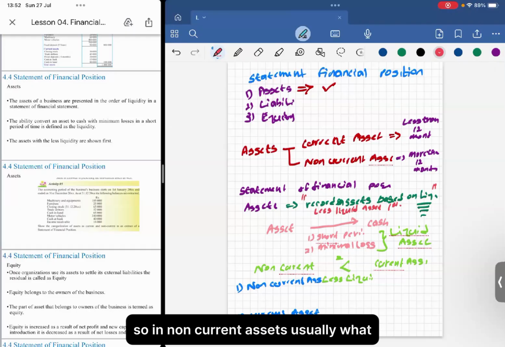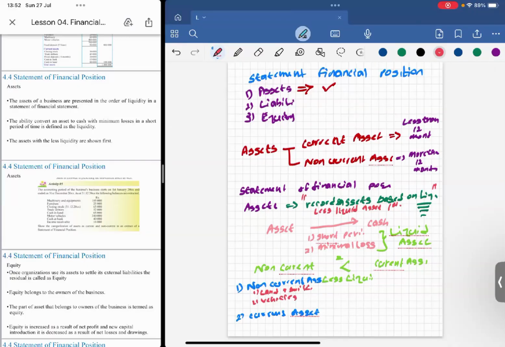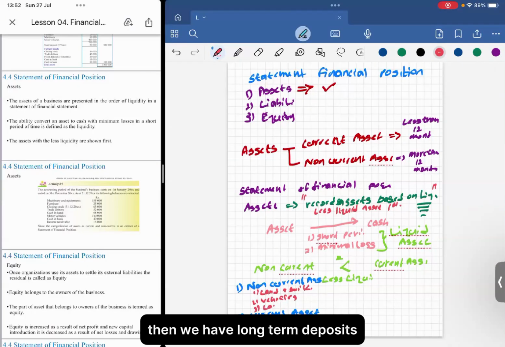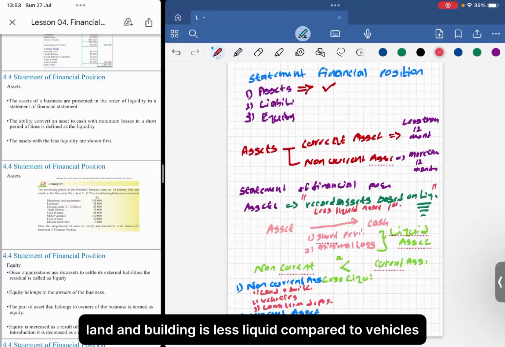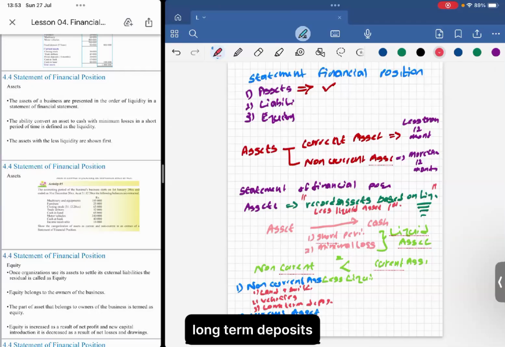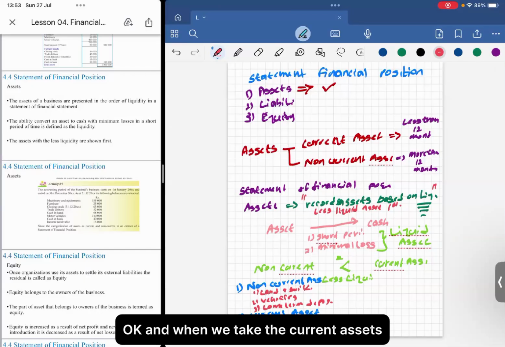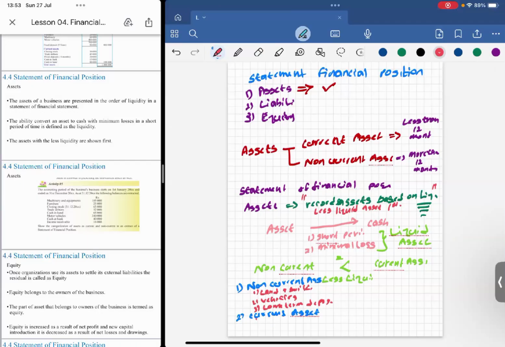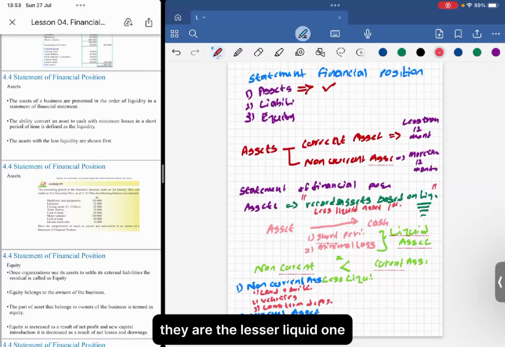So in non-current assets, usually land and building come first. They are less liquid. Then we have vehicles. Then we have long-term deposits. Land and building is less liquid compared to vehicles, and vehicles are less liquid compared to long-term deposits. And when we take the current assets, stocks come first. They are the least liquid one.